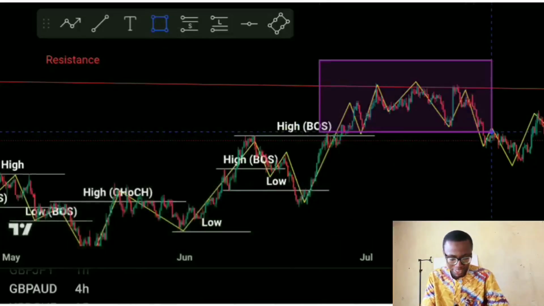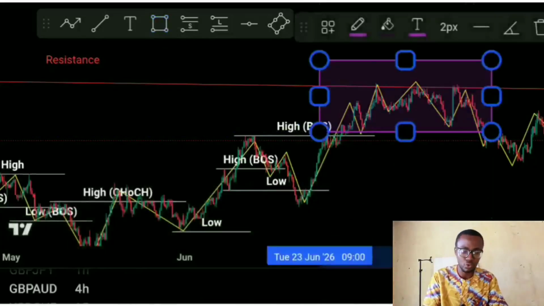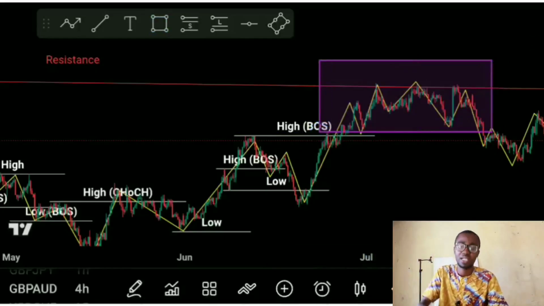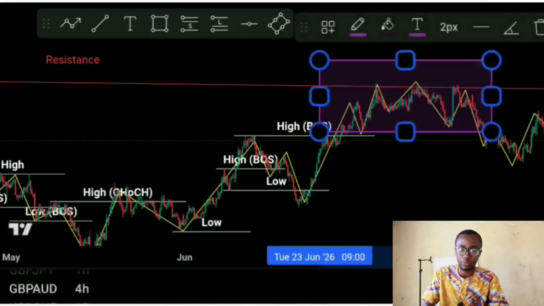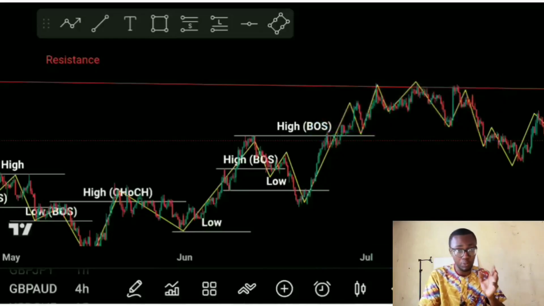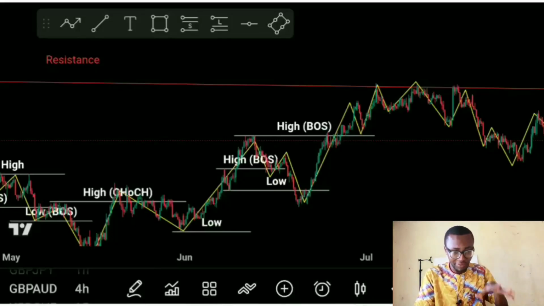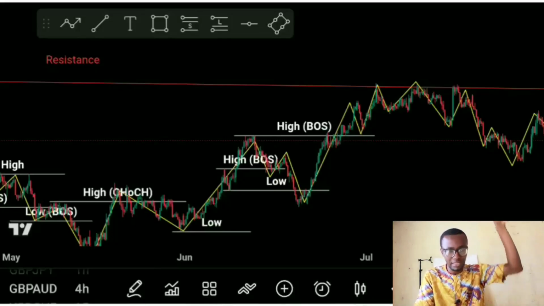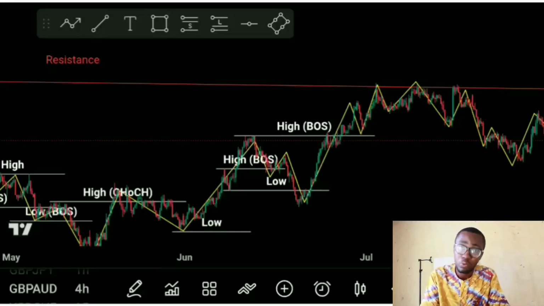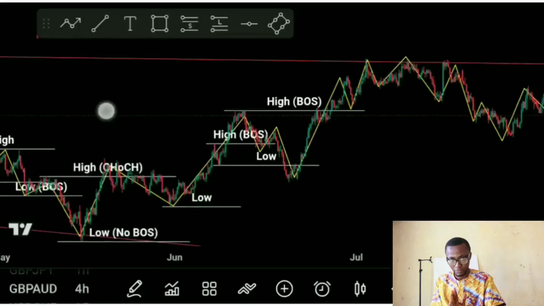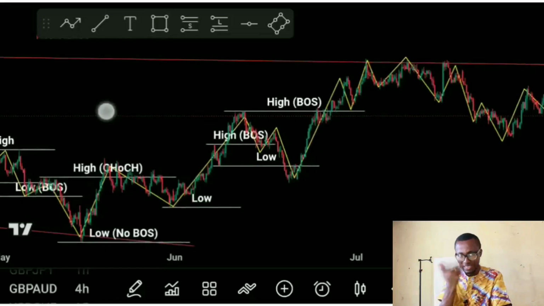So you should know. That's why I use my trend line to know where I'm expecting change of character. If the change of character doesn't happen around my resistance zone or around my support zone, I will consider it not valid. That means I'll need to stay out and be careful because there's a deception that can go on.